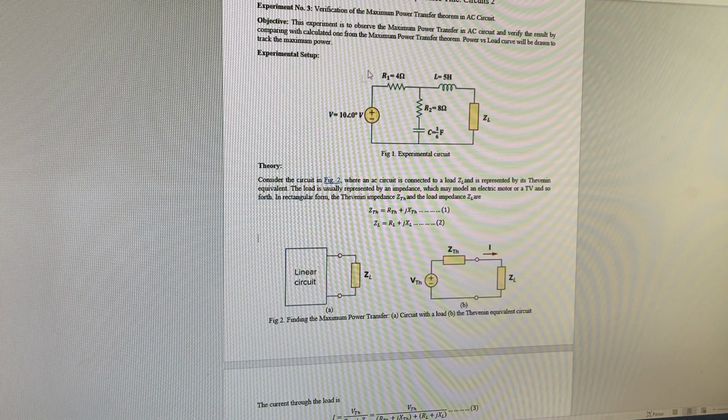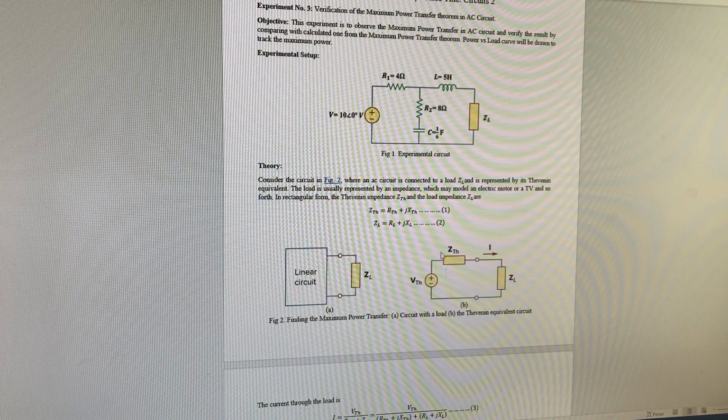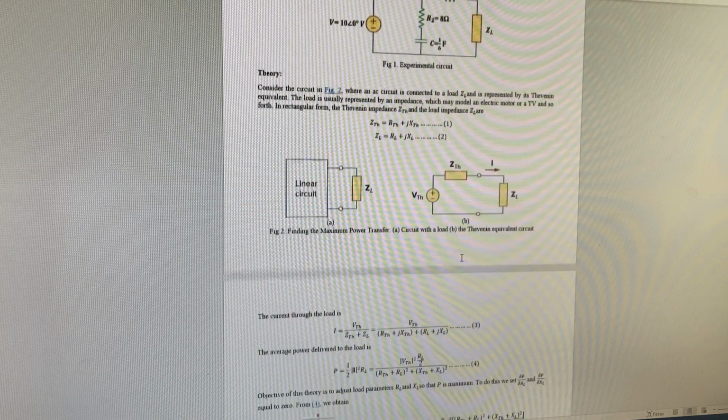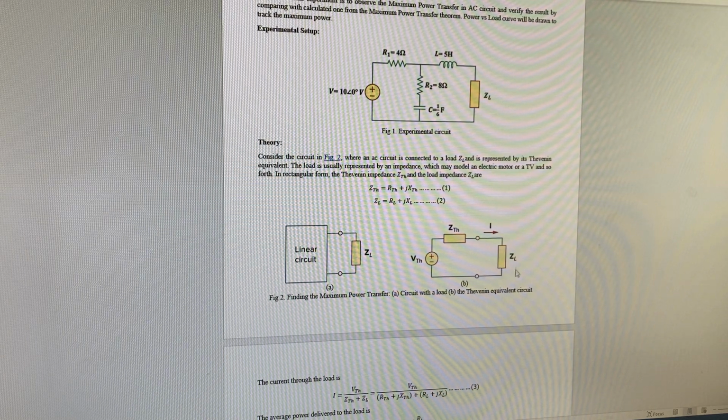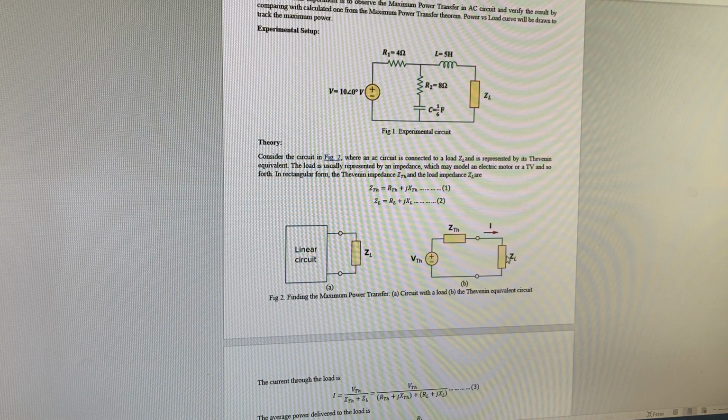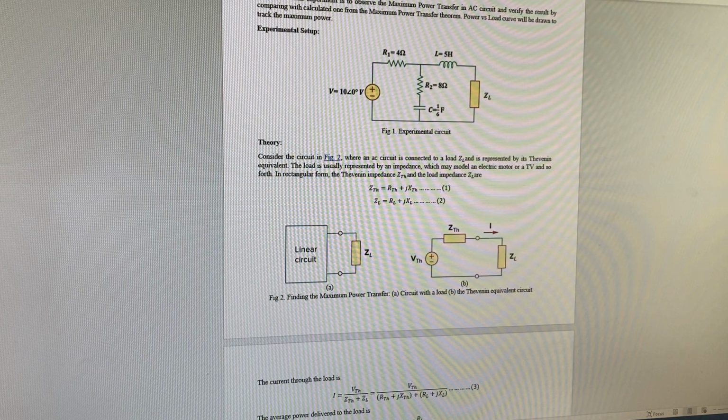So we have some starting experimental circuit. We transform it through the Thevenin, finding the Thevenin equivalent impedance and voltage, and then we'll use the complex conjugate load here to determine when the maximum power transfer happens at this component.